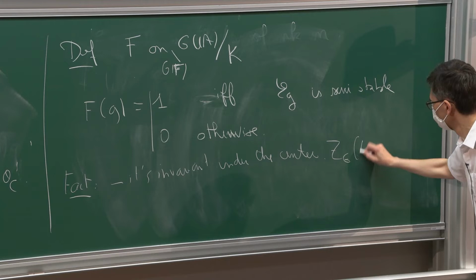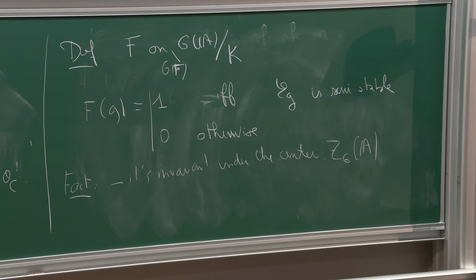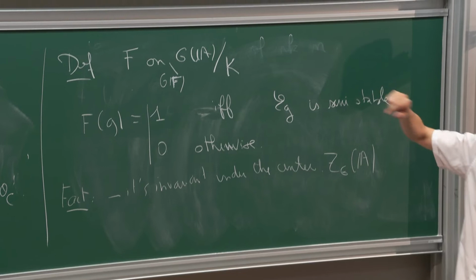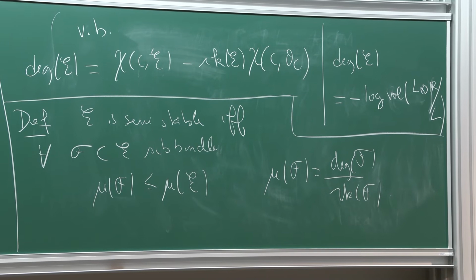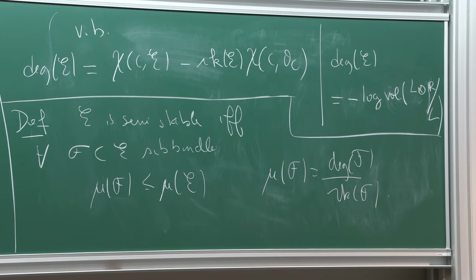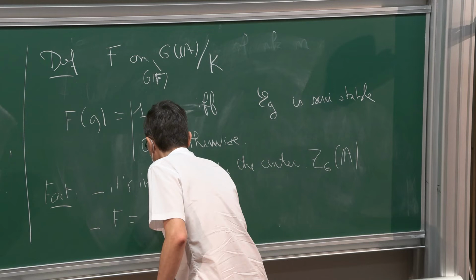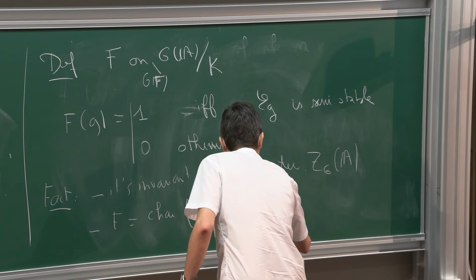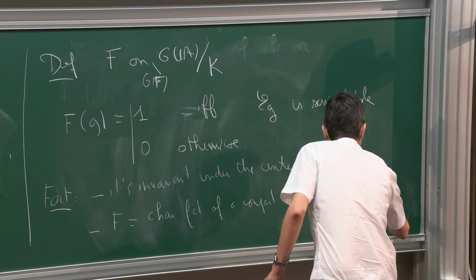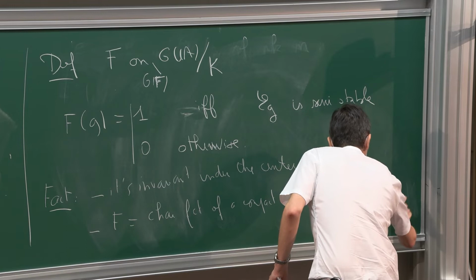This is because the notion of semi-stability is insensitive when you tensorize by a line bundle. A vector bundle is semi-stable if and only if, tensorized by a line bundle, it is semi-stable. And F is in fact the characteristic function of a compact subset of GA mod the center mod GF mod K.